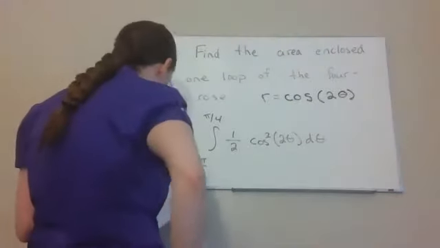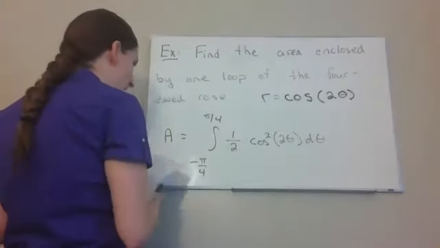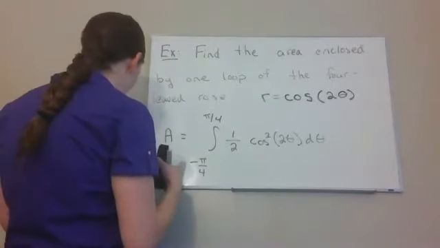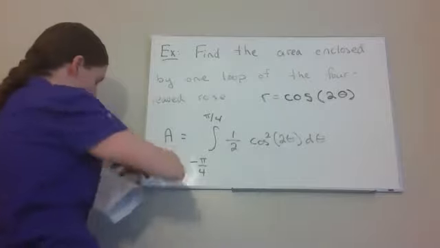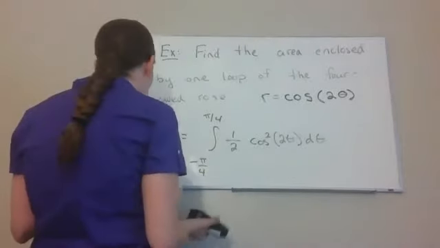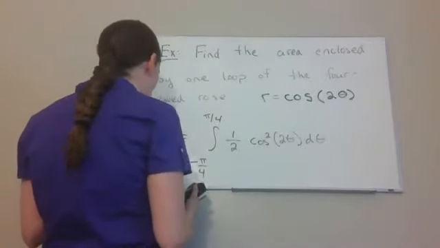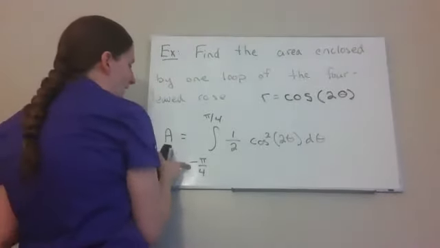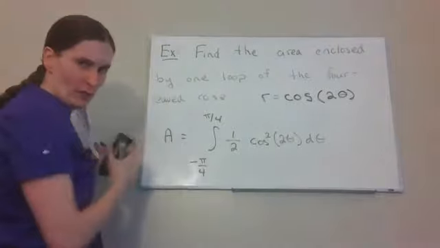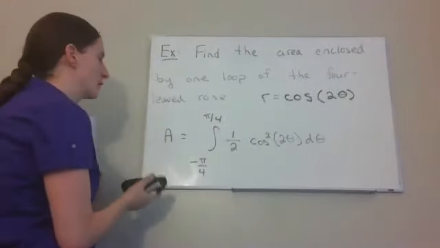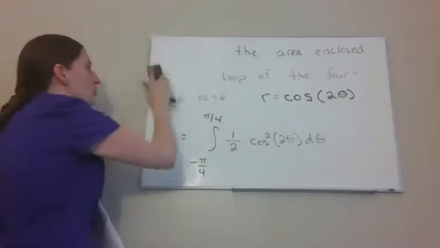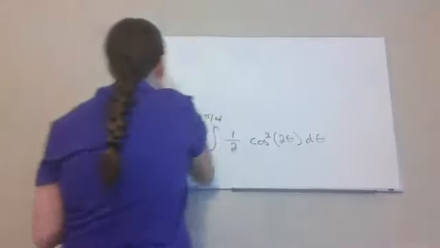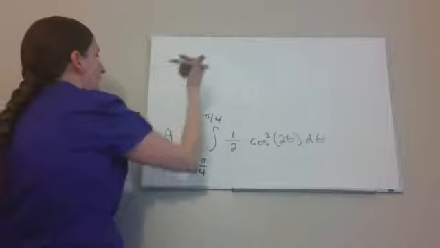In order to integrate this, I need to take care of this cosine squared by using a trig identity. But before I do that, I'm also going to use the fact that this petal was symmetric and rewrite this. Instead of being from negative pi over 4 to positive pi over 4, I'm going to rewrite it as 2 times the integral from 0 to pi over 4, just to make my life a little bit easier.